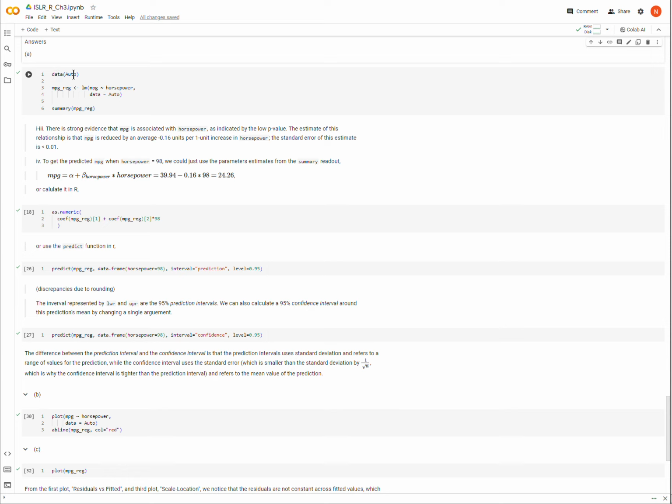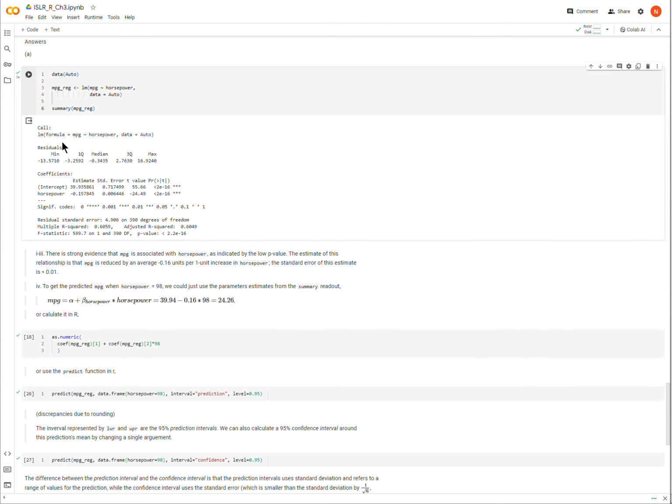I'm loading the data set, Auto. Now I'm going to create my regression, and I'm calling it MPG_reg for regression. For normal linear regression, the command is lm, for linear model. I'm regressing mpg on horsepower. This little tilde means regress this thing as the outcome on this predictor or set of predictors. Then I'm specifying that my data is coming from the Auto data set. That's going to run the regression, and then I'm going to get a summary of that regression here.